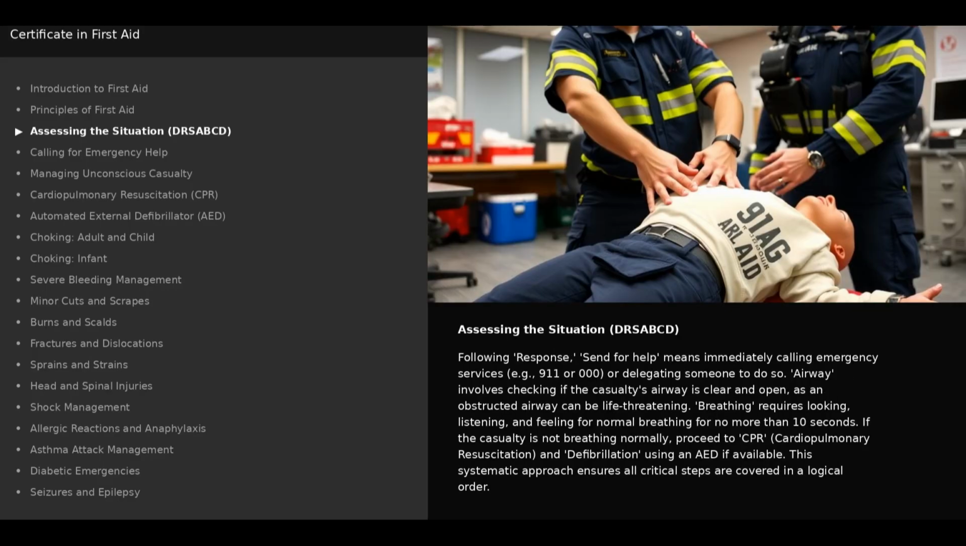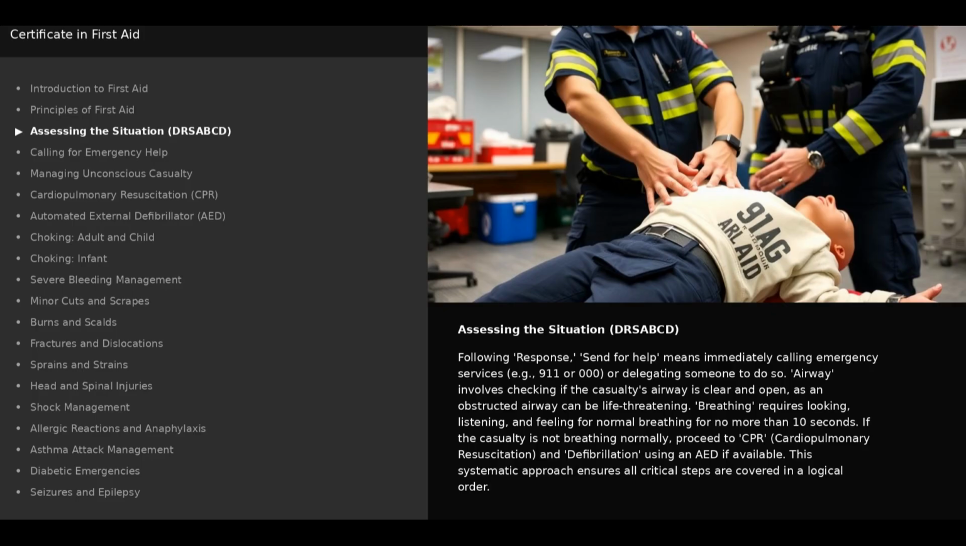Following response, send for help means immediately calling emergency services, for example, 911 or 000, or delegating someone to do so. Airway involves checking if the casualty's airway is clear and open, as an obstructed airway can be life-threatening.